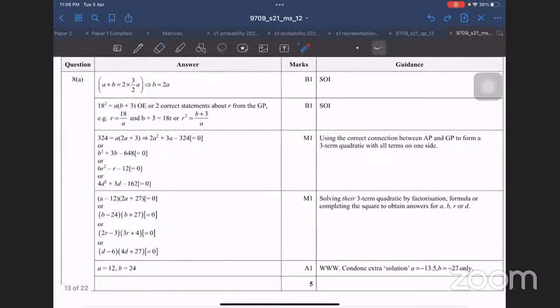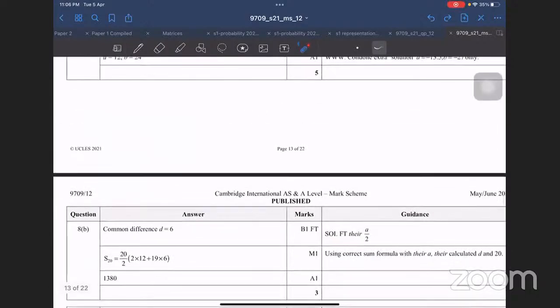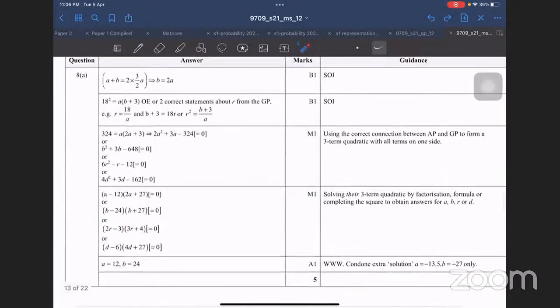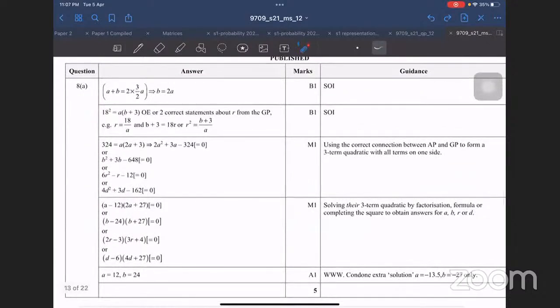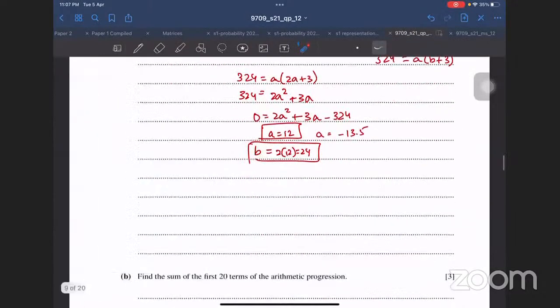That's the method I just showed. Let's see if they have the other method. नहीं है, दूसरा मेथड नहीं हुआ हुआ, but you can obviously do it and then come up with answers.